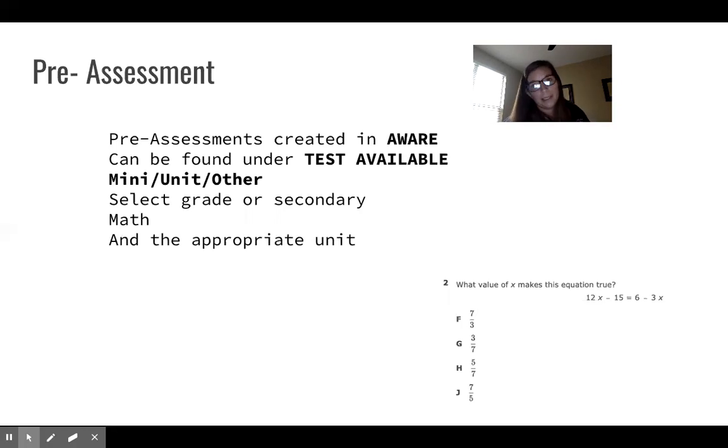You can also do a pre-assessment in your class. You can pick one of these problems. You can use it as a warm-up and use that as a pre-assessment. You can give it to them as an exit ticket so you're ready for the next class and you know where students are at.